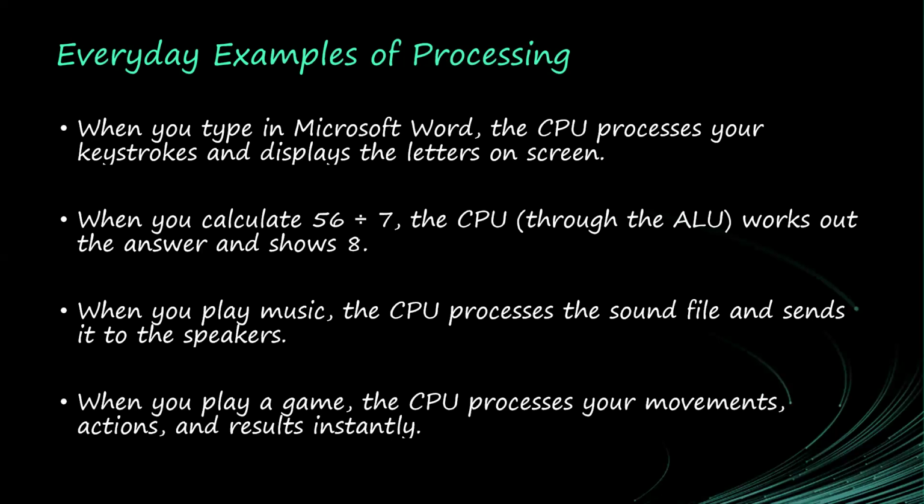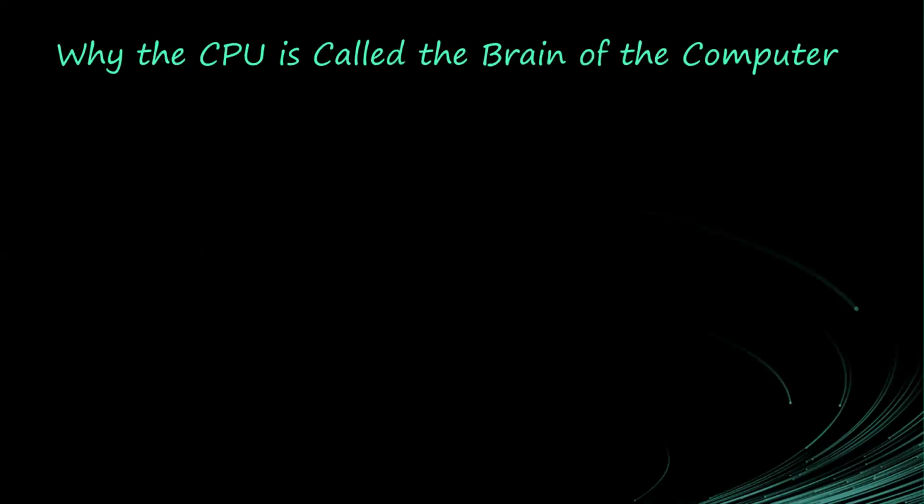Okay. So when you play a game, the CPU processes your movements, your actions, and your results instantly. Maybe you're playing a car race game; as you're driving the car, the CPU is processing it immediately. So it is the CPU that does all the processing. That is, the CPU is where the main work is done in the computer.